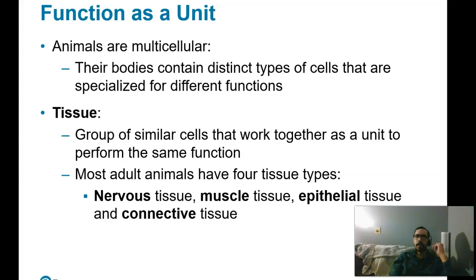And what you see is that most animals have embryonic tissues, like the ones that we've been going over in lab when we looked over the phylum characteristics: the endoderm, ectoderm, and mesoderm. Most animals have those three germ layers, and those three germ layers give rise to four tissue types in adult animals. So we have the nervous tissue, the muscle tissue, epithelial tissue, and connective tissue.